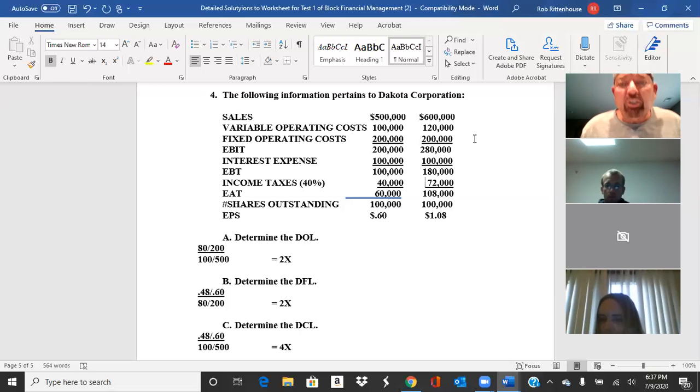So you subtract your total variable operating costs and fixed operating costs from your sales. That gives you earnings before interest and taxes of $280,000. Interest expense is not directly affected by a change in sales. That's going to stay at 100,000. So earnings before taxes now is 180,000. Your tax rate's 40%, so on 180,000, that's 72,000 in taxes.